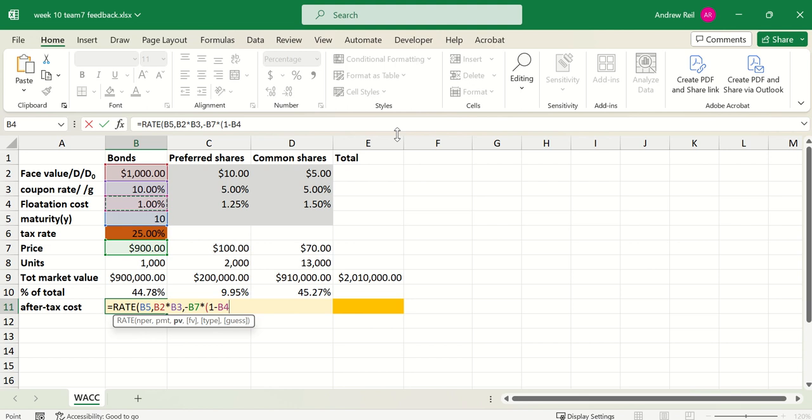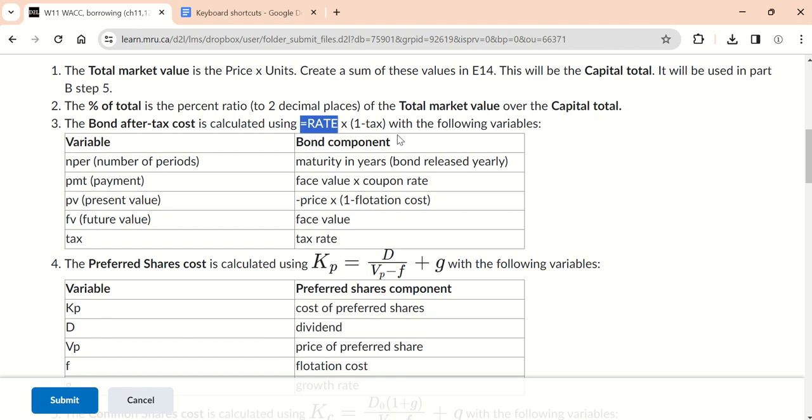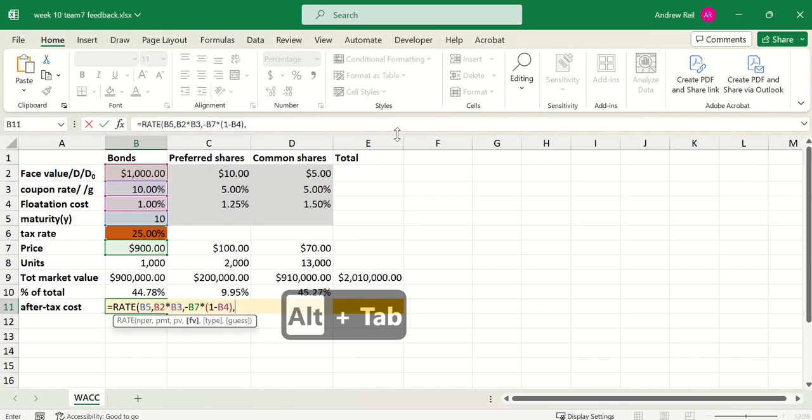So in other words, it's 99% of the price. So that's the present value. Flotation cost, by the way, is the investment banker, me, my cut of this transaction. And then, comma, future value. That one is just the face value, when they eventually, at the end of the 10 years, I have to give them $1,000 for every bond.